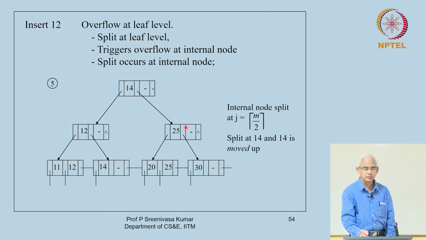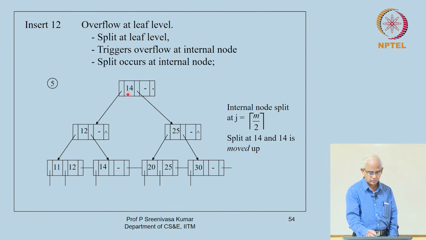Okay. So, the whole structure has gained height now. We have a new root node. The split at leaf level triggers overflow at the internal node, and that split again triggers a split at the internal node. When you split an internal node, the middle key is actually moved to a new level and then the pointers will be set up accordingly.